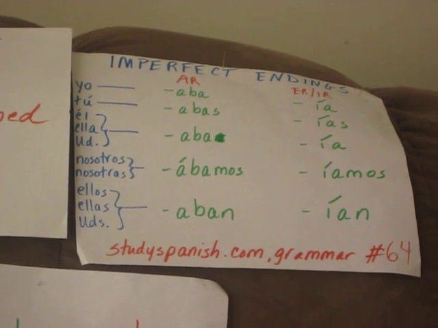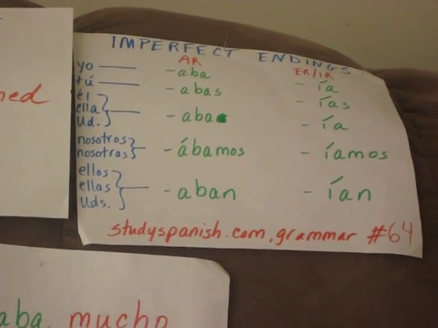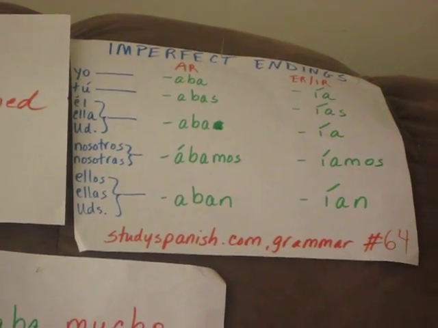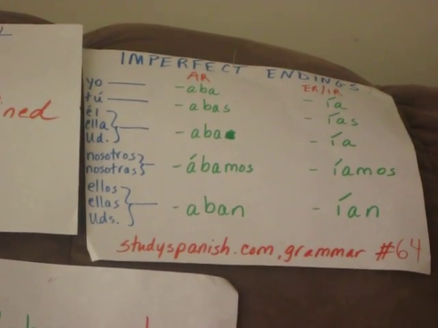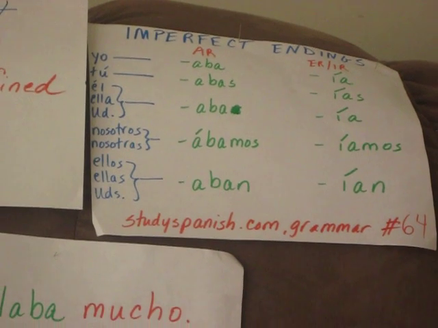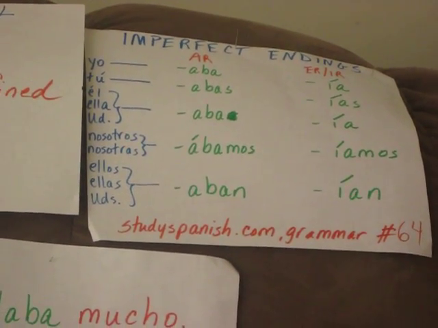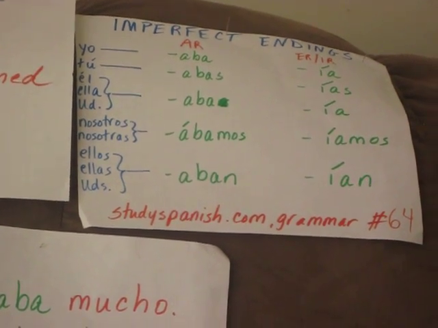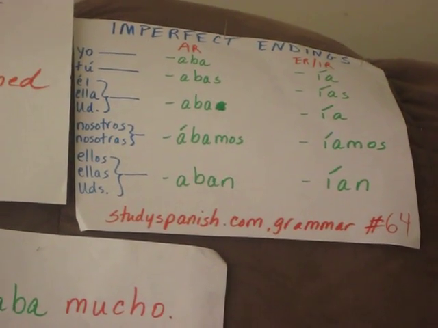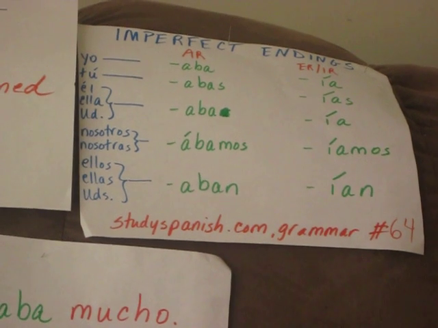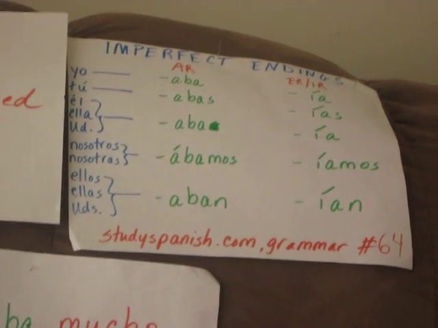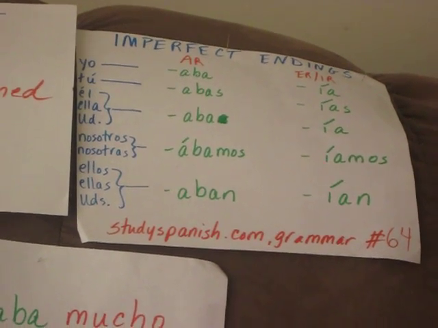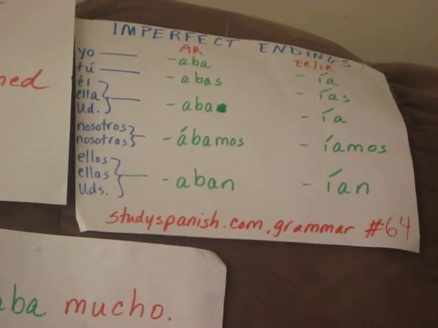For yo, with AR verbs, it's aba. Can you repeat that? Aba. Tú, abas. Él, ella, and usted, aba. Nosotros and nosotras, ábamos. Now notice your accent over the A. And then finally you have ellos, ellas, and ustedes, aban. Okay? For AR verbs in the imperfect tense, aba, abas, aba, ábamos, and aban.